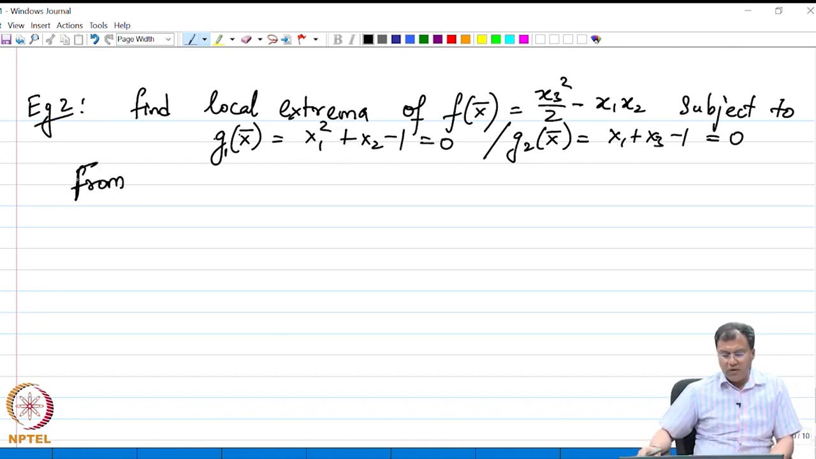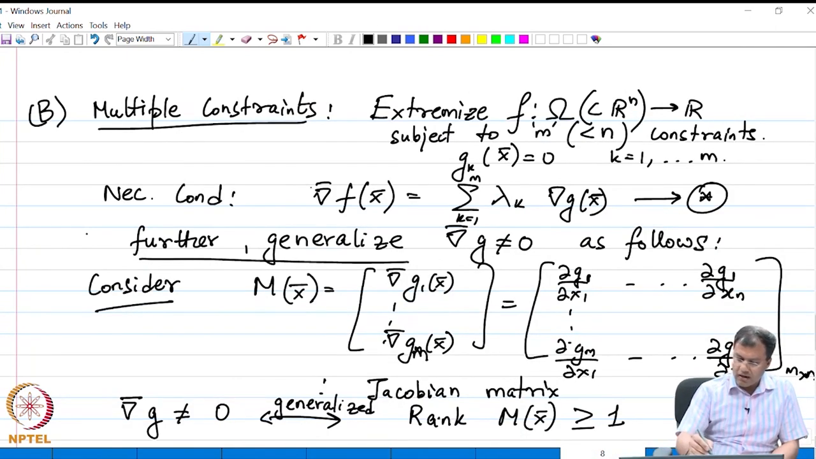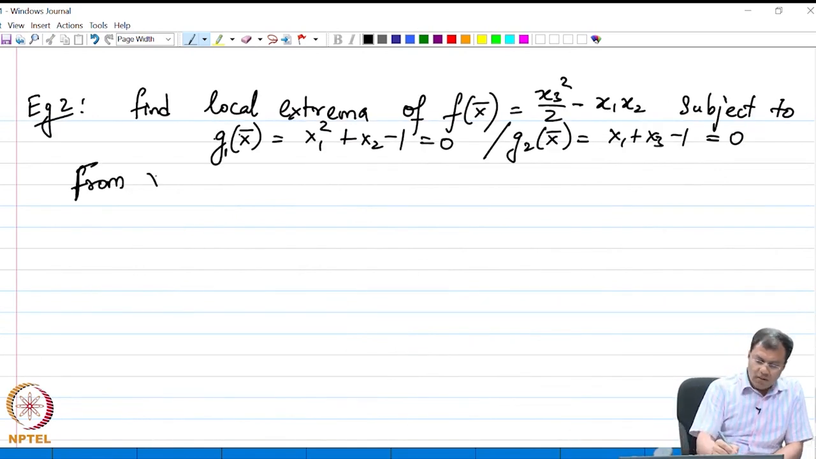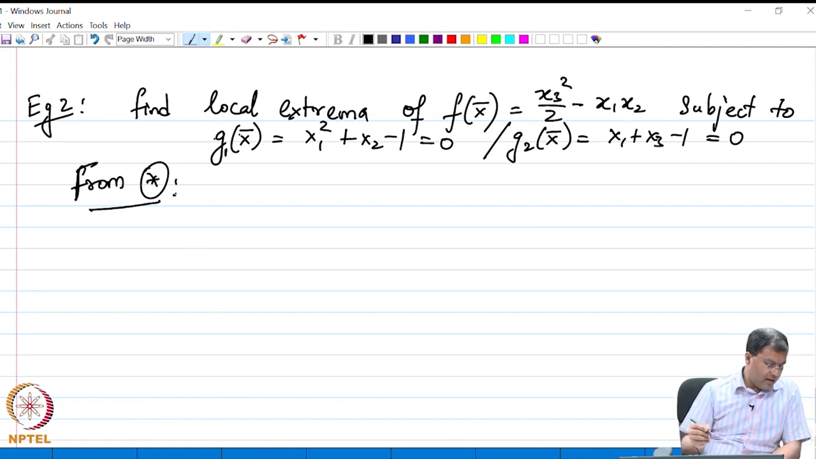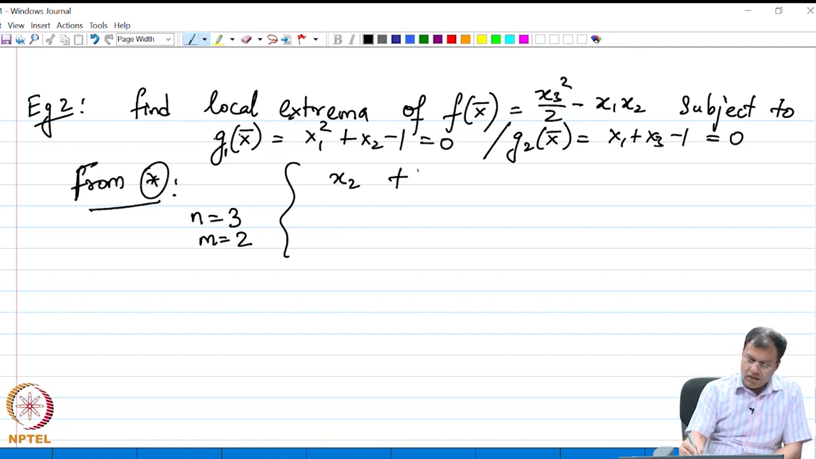So how are we going to approach this problem? We will just use our Lagrange multiplier conditions to begin with. So I have defined my Lagrange multiplier condition as star. Here is the condition, right? So let me call this star. So from star I see that here n, the total number of variables, is 3, and the number of conditions m is 2. So then the equations that I get from the Lagrange multiplier method will be 3 in total from the gradient condition, and we have two constraints. So I am directly writing my conditions coming out from star.